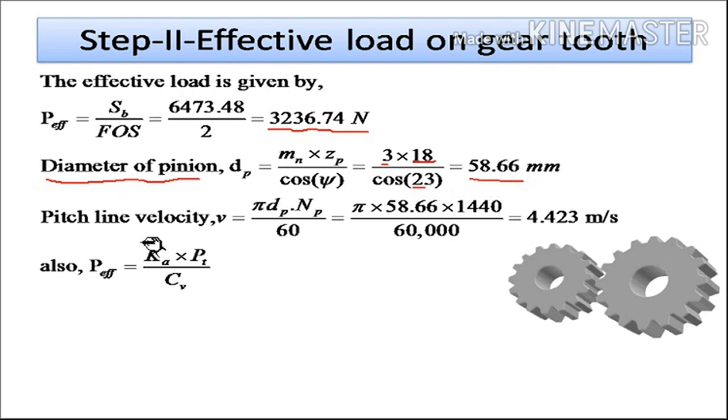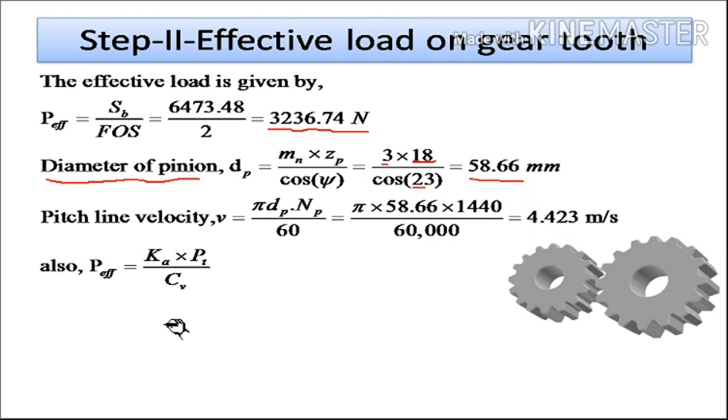Now I have to get the pitch line velocity of the pinion. So this is equal to pi into dp into np by 60. Pi is a constant, dp is the pitch circle diameter of the pinion, np is the speed of the pinion, 140 rpm, divided by 60,000 to get it into meter per second. So this will be equal to 4.42 meter per second.